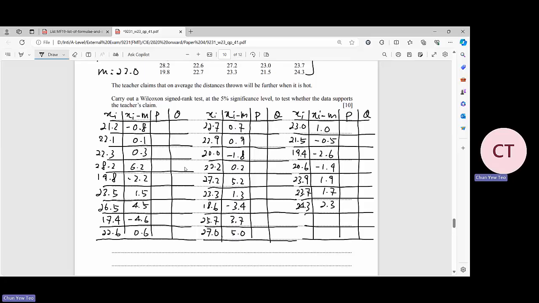Then we need to rank them. So P is representing positive, and Q will be negative. Okay, I think I just write down the ranks that I have calculated earlier. To save time, this one is 25. This one is 7. Then this one is 16. 5, 6, 8. We have a 14 here.